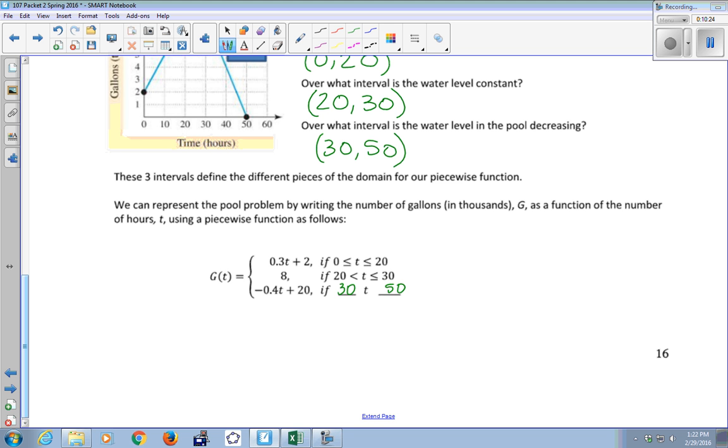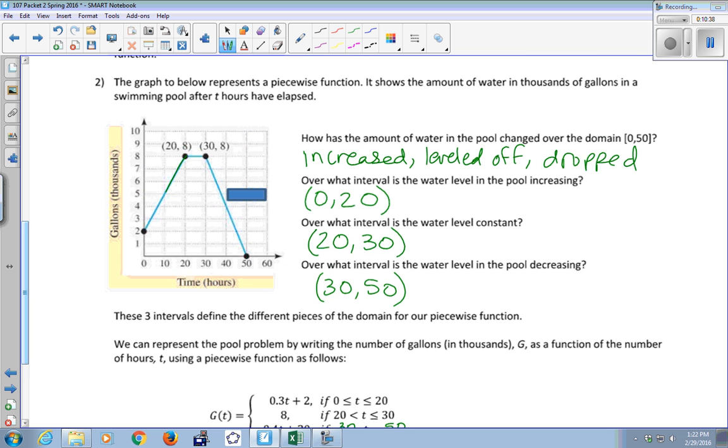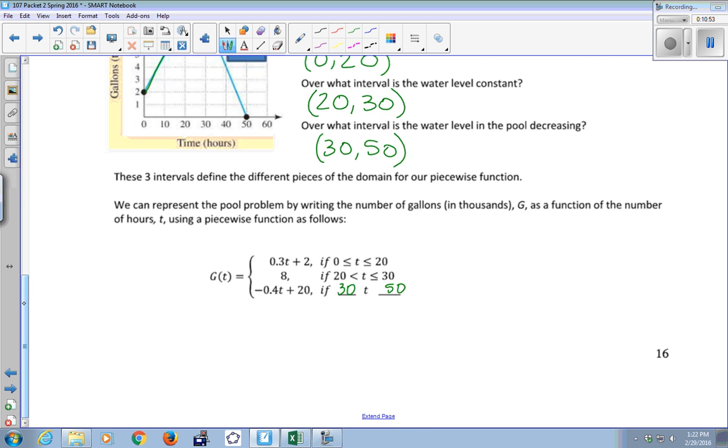And I included, so where you include the endpoints on a piecewise defined function is pretty arbitrary. In this case, the formula for this line and this line give you the same point when t equals 20. So you can include it in either location with either formula. I included the 20 with the first formula, so I did not include it with the next one. I included the 30 with the 8, so I'm not going to include it in the next one, and then I'll include the 50 in the last one.